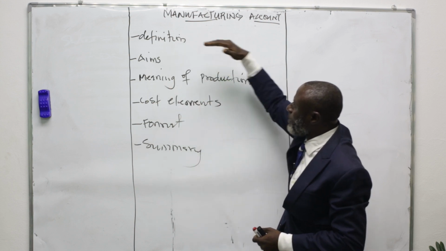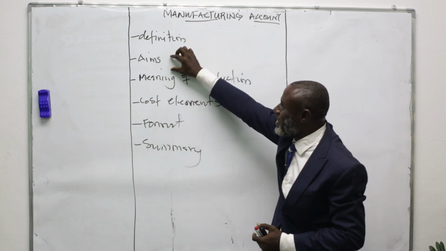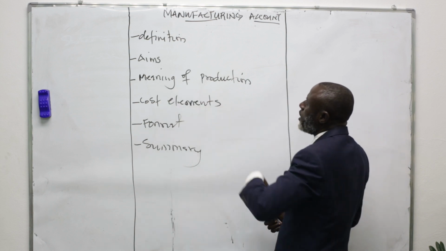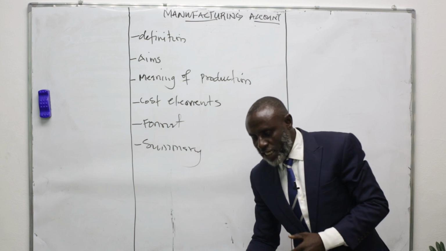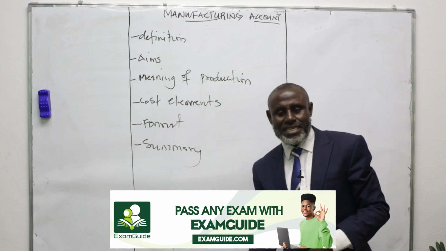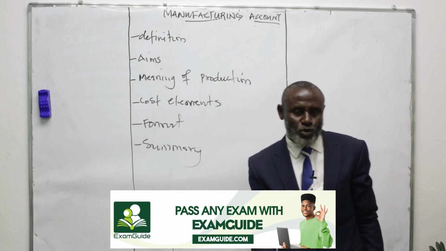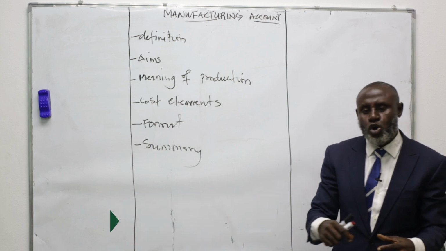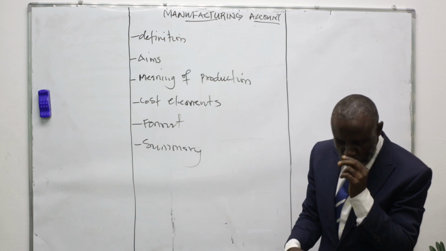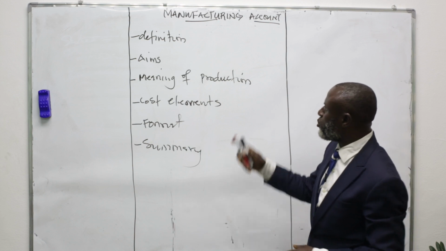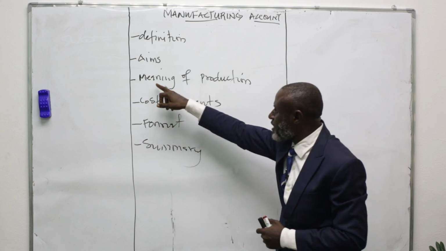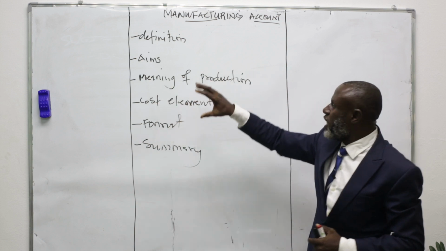Having successfully defined the manufacturing account, having stated clearly the aims of preparing the manufacturing account, it is important we talk about the meaning of production or manufacturing. Actually, every single activity targeted at converting or transforming raw materials into finished goods is known as production or manufacturing. And this is not unconnected with factory cost. Every time you go into the factory for production, you incur some cost, which is the whole essence of preparing the manufacturing account.